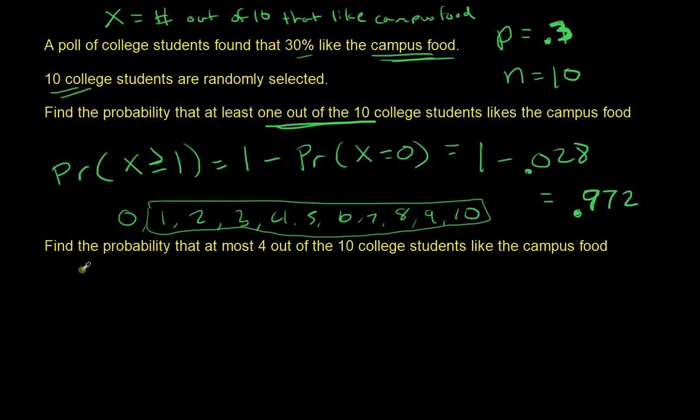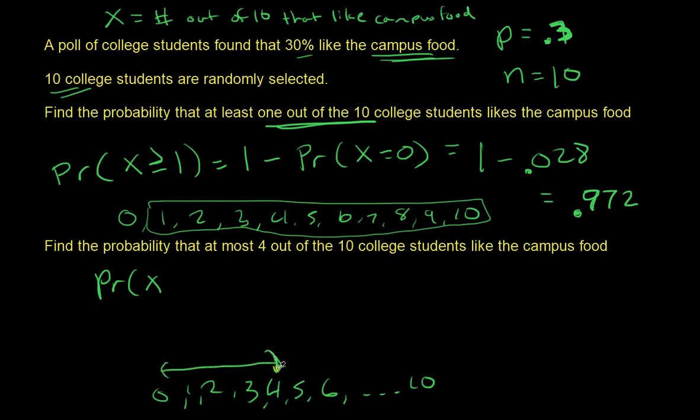So now what about the probability that at most 4 like the campus food? At most 4, if you were to think about that, 0, 1, 2, 3, 4, 5, 6, all the way to 10. So at most 4 means 4 or less, right? Including 4. So less than or equal to 4. 5 is not at most 4. 5 doesn't work. 6 doesn't work. None of the other ones work. But 4 works. That's at most 4. 0 works. That's at most 4.